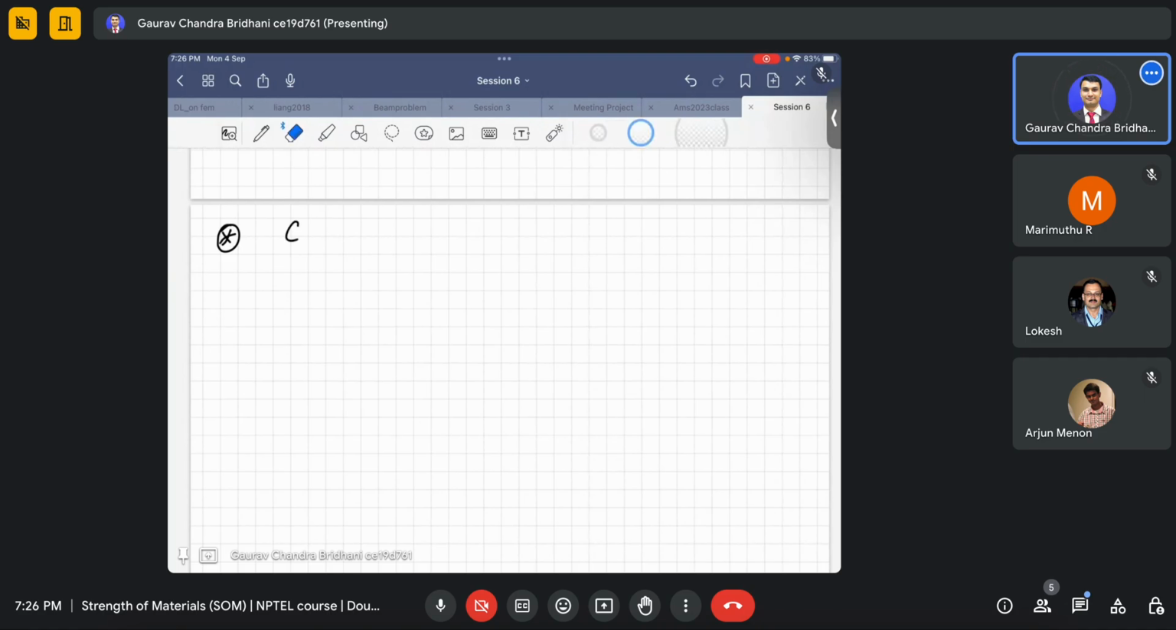So epsilon xx will be what? Alpha delta t. Similarly, epsilon yy will be what? Alpha delta t, and epsilon zz will be what? Alpha delta t. Okay, but if this case would have been the other one, meaning the value of alpha is different for different directions, then this would have been different.